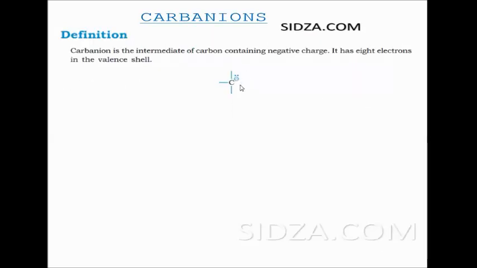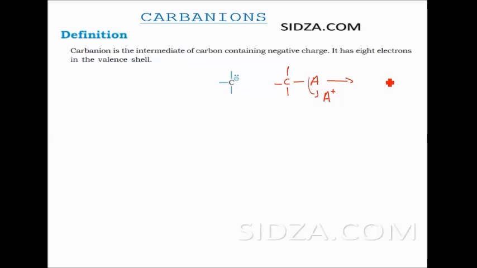Hi students, now let's discuss the carbanions in this lecture. We know the carbanion is carbon with a negative charge, and it has 8 electrons in the valence shell. It's formed when, suppose we have a carbon attached with atom A, and heterolytic bond fission occurs such that both electrons remain with the carbon and atom A is lost as A plus ion, right?